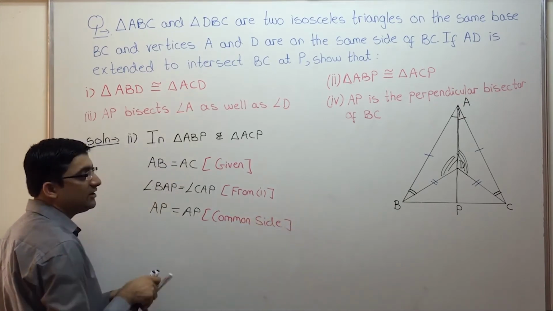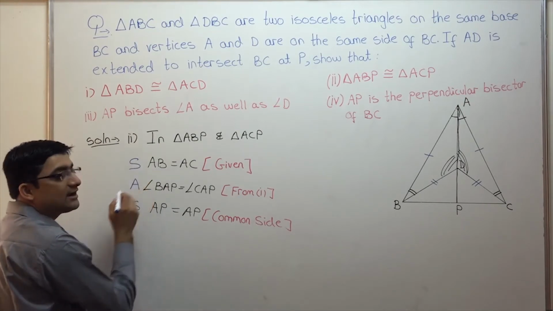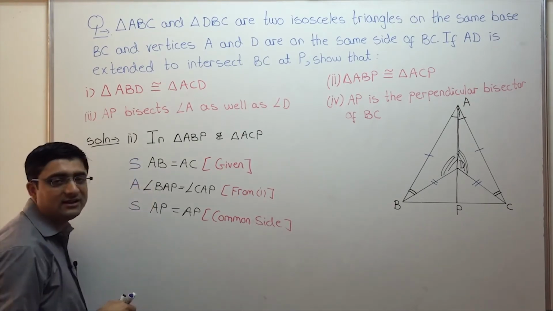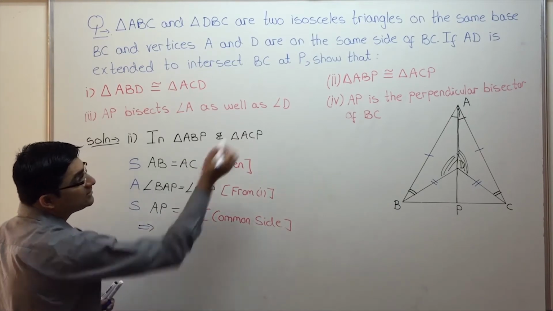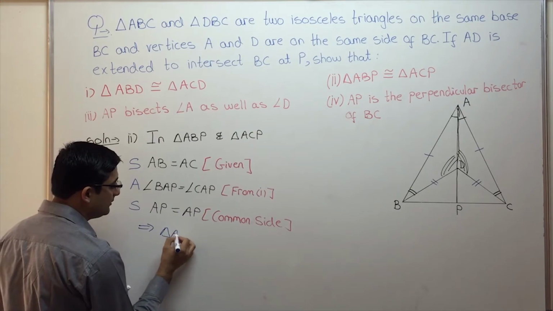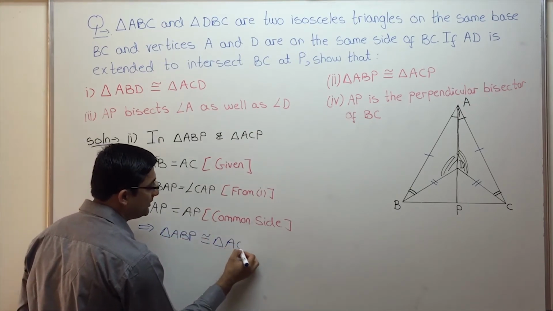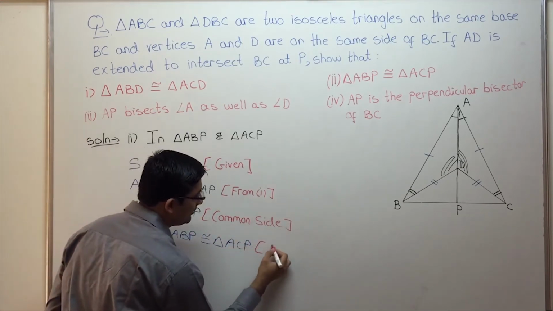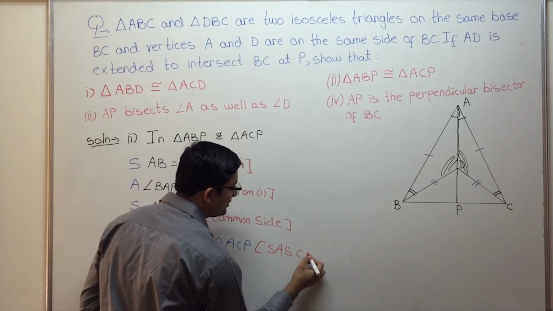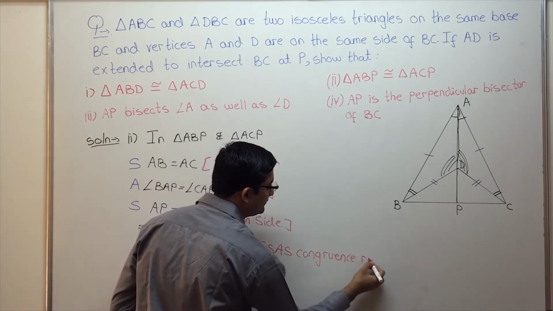So what do we have? In two triangles we have shown two corresponding sides and the included angle to be equal. So by SAS criteria, the two triangles are congruent. So right over here, this implies triangle ABP is congruent to triangle ACP. And what is the criteria we've used? SAS. So I'll write over here SAS congruence criteria or SAS congruence rule.